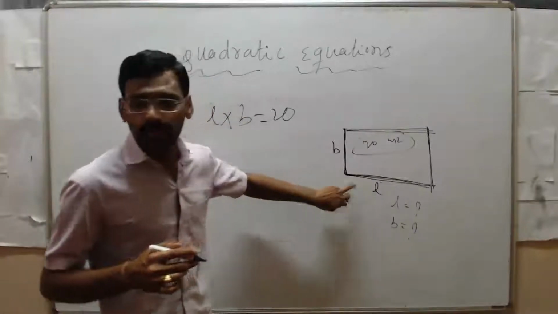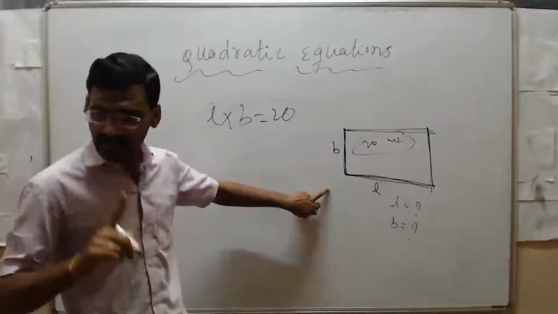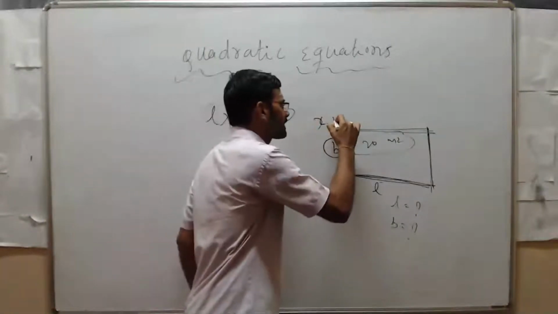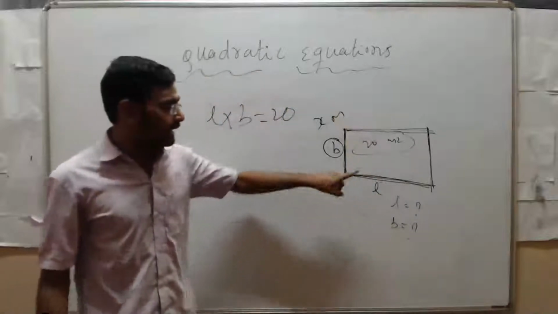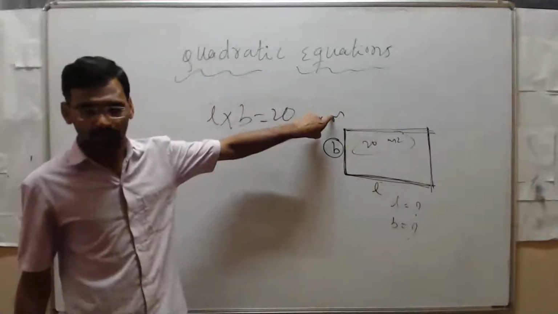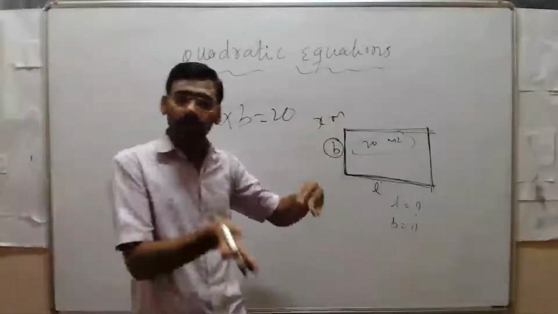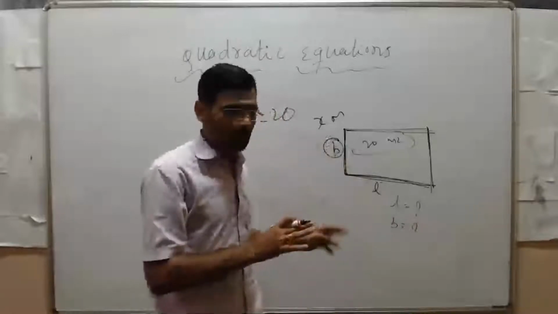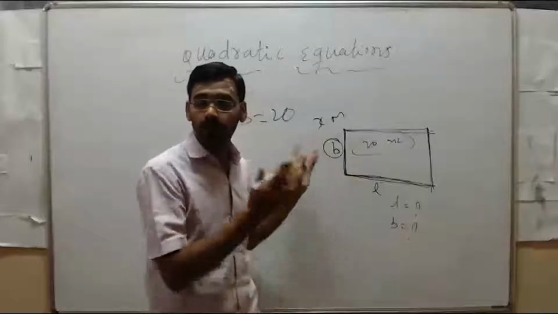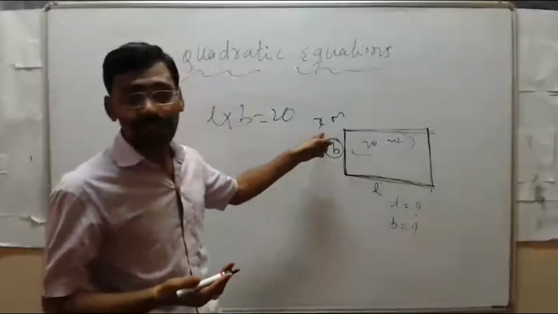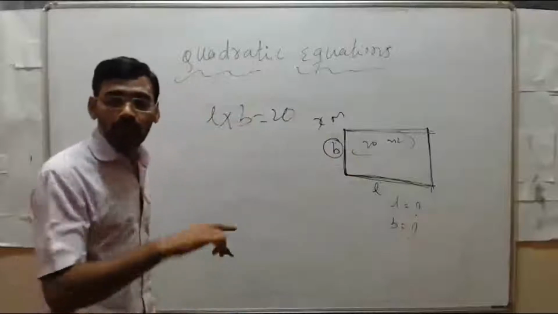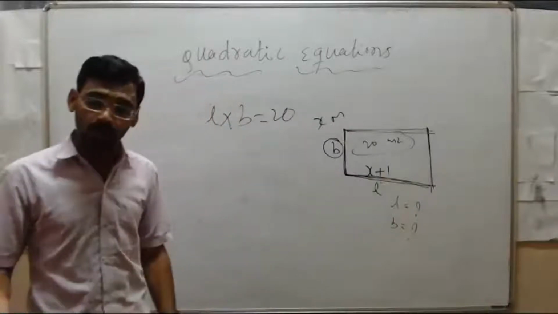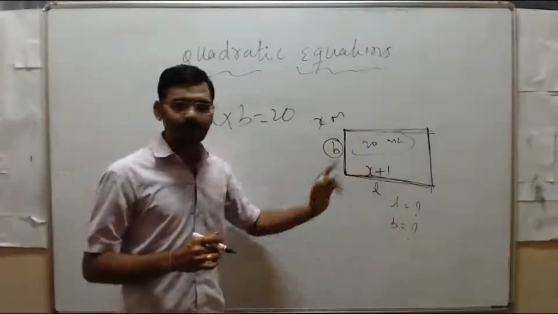Now, the length is 1 meter more than the breadth. What is the value of breadth here? We don't know the value of breadth. For this reason, it is considered as x meter. We are going to compare length with the breadth, because length is 1 meter more than the breadth. 1 meter more means it is considered as x plus 1.